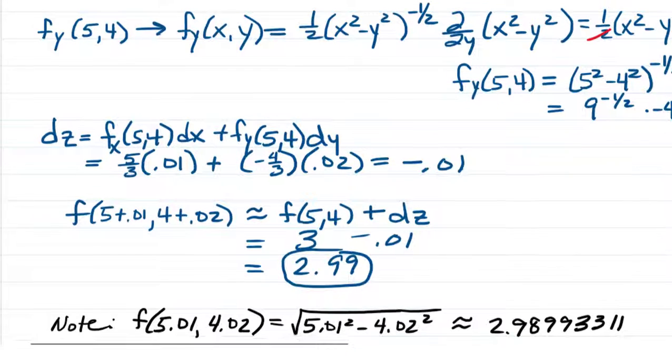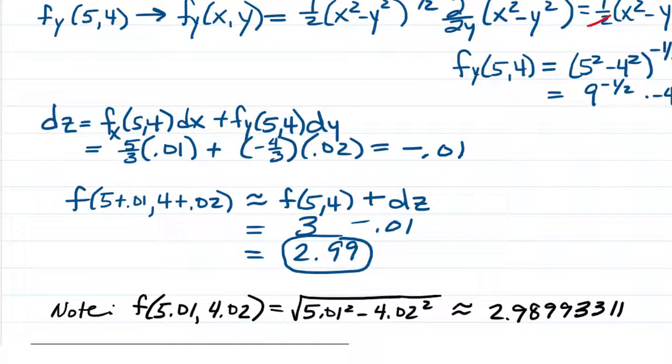Now, if we had actually plugged the x and y, 5.01 and 4.02, into our function and evaluated it on our calculator, we'd get 2.98993311, which is very, very close to 2.99. So our total differential gave us a pretty good estimate.